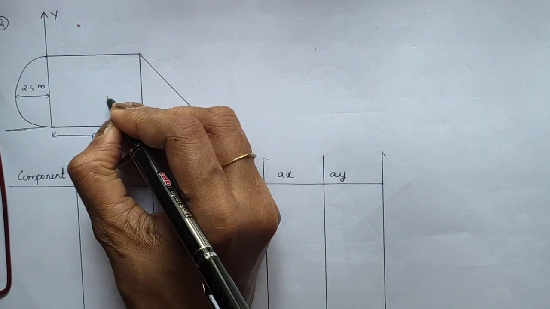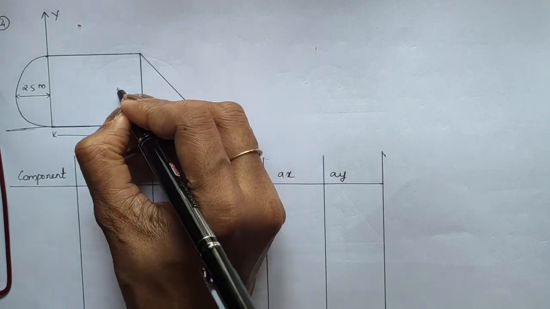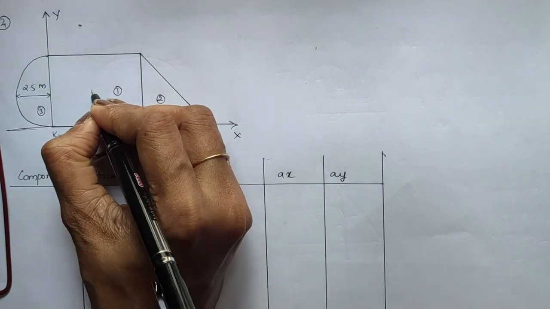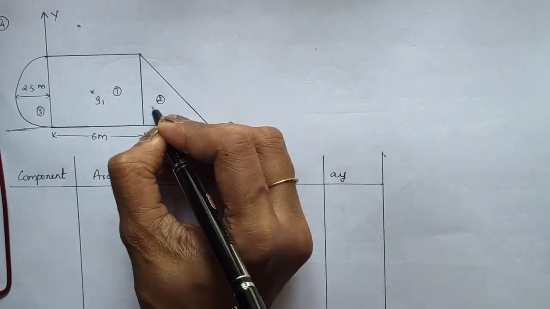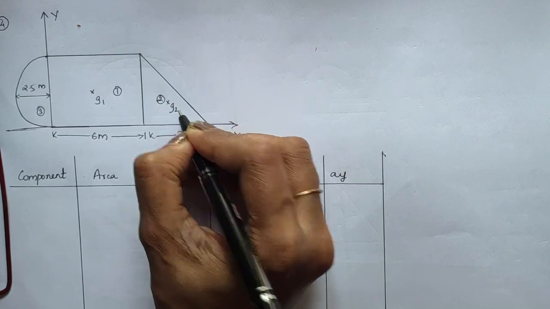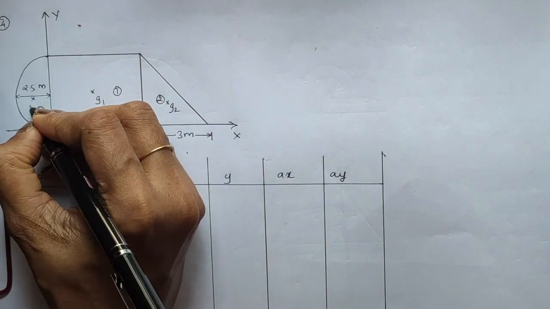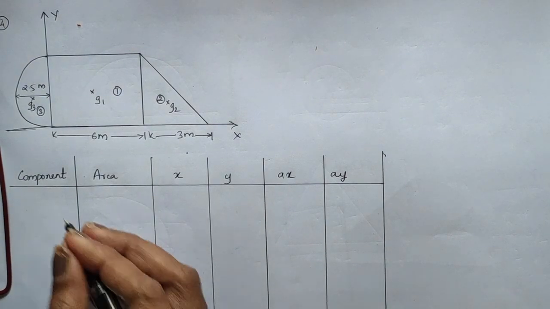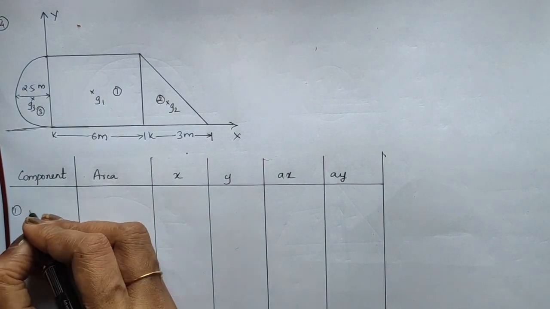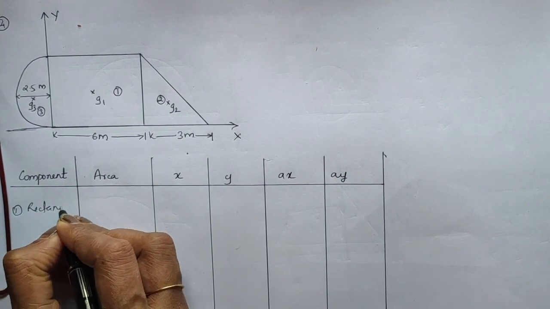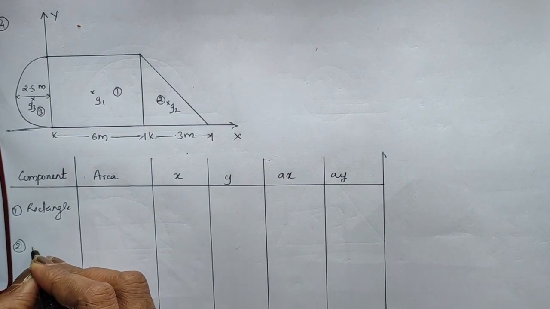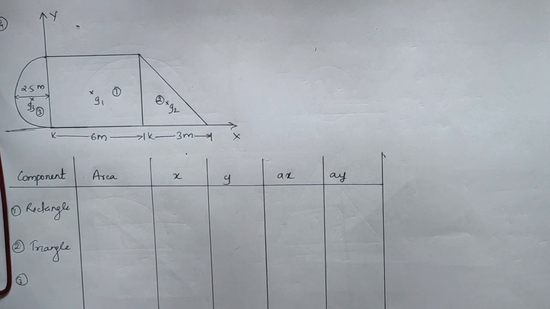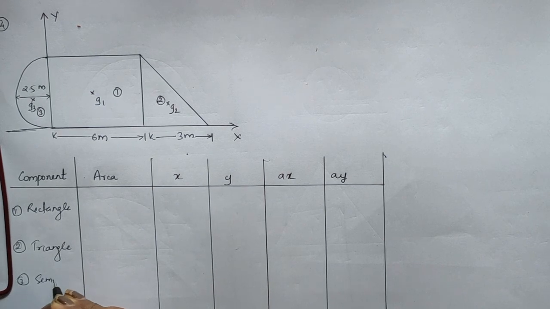First you need to mark all three components as first, second and third. Mark G1 as the centroid of the rectangle, G2 as the centroid of the triangle, and G3 as the centroid of the semicircle. Now the components, I'll write them down again here. The first component is the rectangle, the second component is the triangle, and the third component is the semicircle.